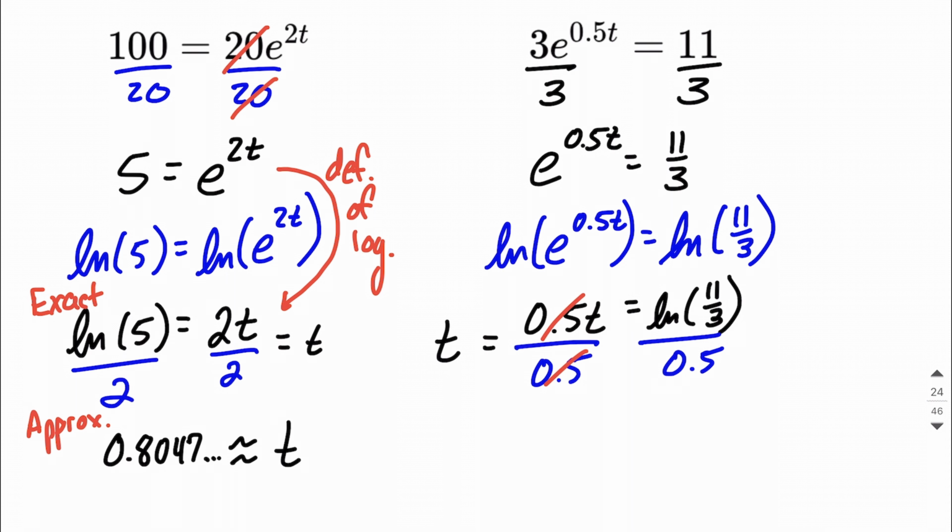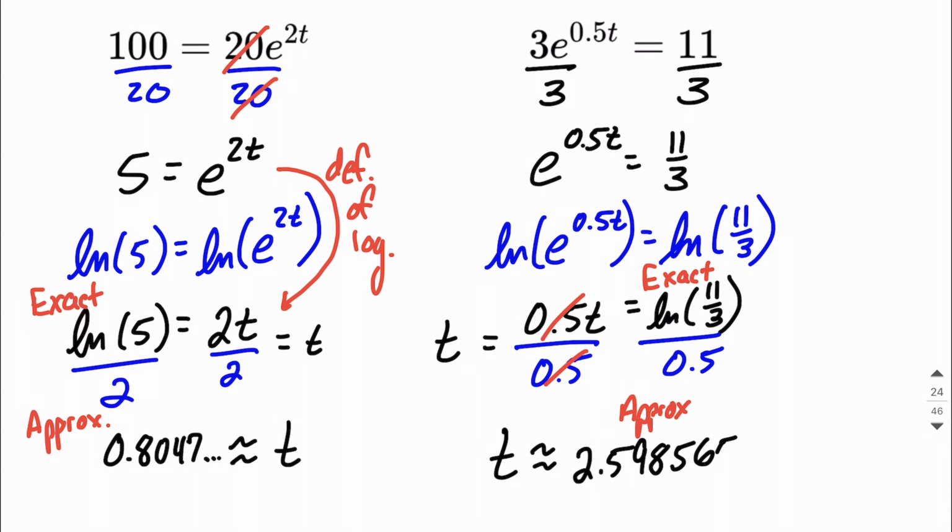And again, we have an exact solution. We can put this in our calculator and get an approximate solution as well. For an approximate solution, I got t is approximately 2.5985659, and this just keeps going on forever. Round as appropriate to give you your solution, or just give your exact solution.